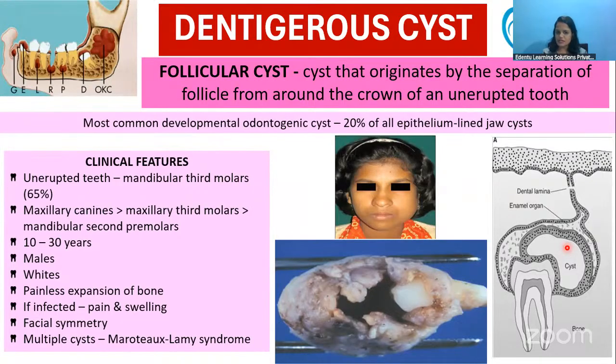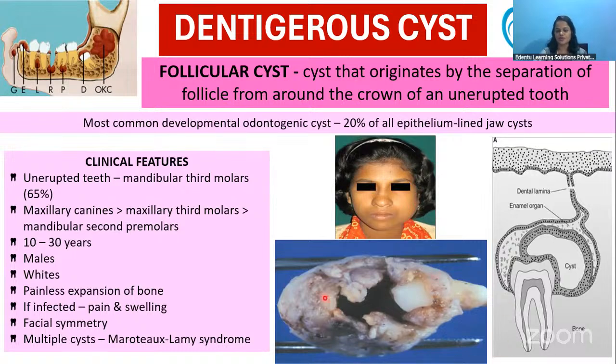A small cyst will usually be painless, and it will not produce any swelling also. But if the cyst is large or if it is infected, then it can cause pain and swelling in that area, and it can produce facial asymmetry like this. Facial asymmetry, pain, swelling are all common features of dentigerous cyst. Multiple dentigerous cysts are usually seen in the Maroteaux-Lamy syndrome.